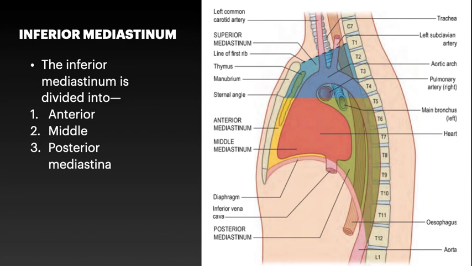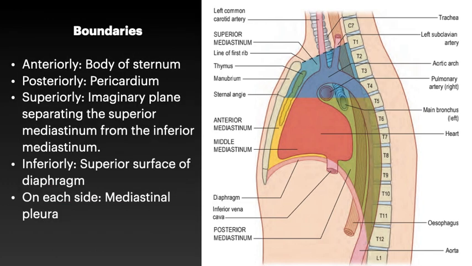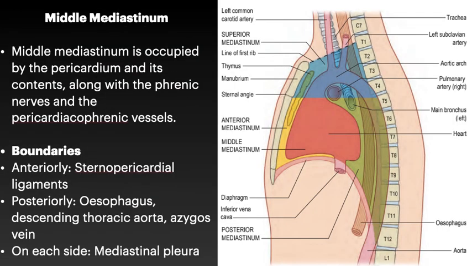The inferior mediastinum is divided into the anterior, middle and the posterior mediastinum. You can see the anterior, middle and the posterior mediastinum. The anterior mediastinum we've already spoken about. We have done the boundaries and contents also. Now to the middle mediastinum. It is occupied basically by the pericardium and the contents along with the phrenic nerves and the pericardiophrenic vessels.